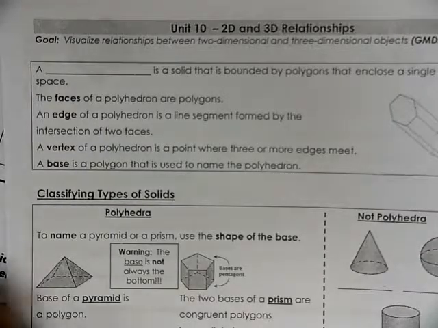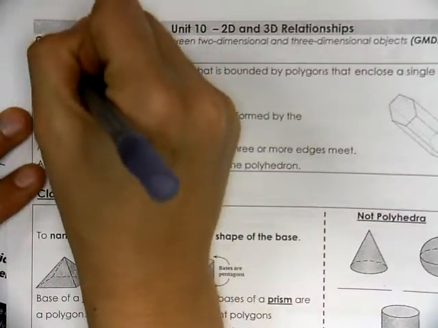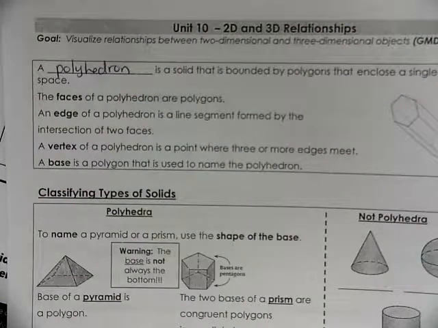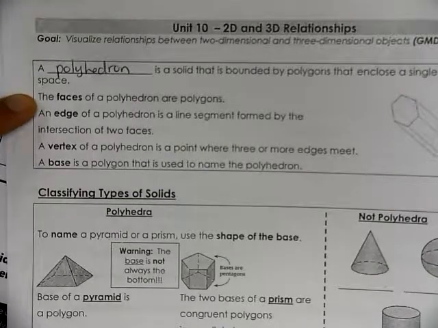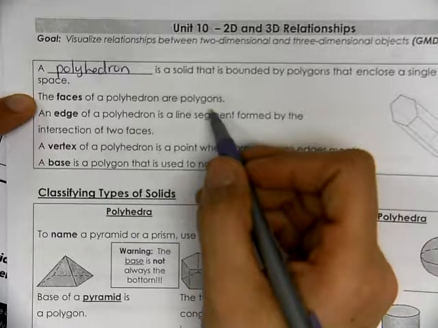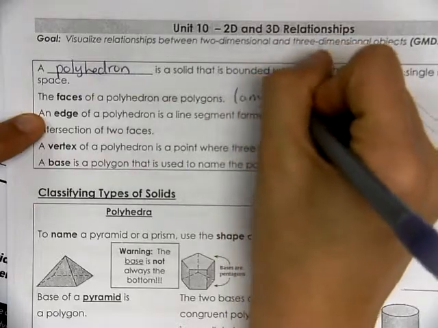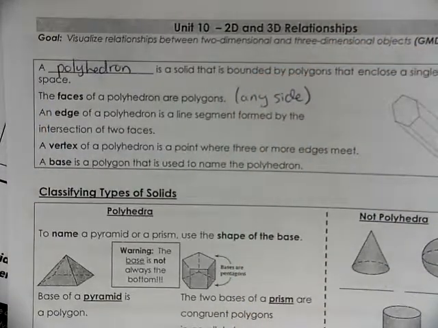Okay, so a 3D shape is technically called a polyhedron. A polyhedron is a solid that is bound by polygons enclosed in a single region of space, aka a 3D shape. The faces of a polyhedron are polygons. That's where it kind of gets its name from. So the faces is basically any side. Okay, polyhedrons have all straight lines. So like a pyramid is a polyhedron, a prism, we'll get there.